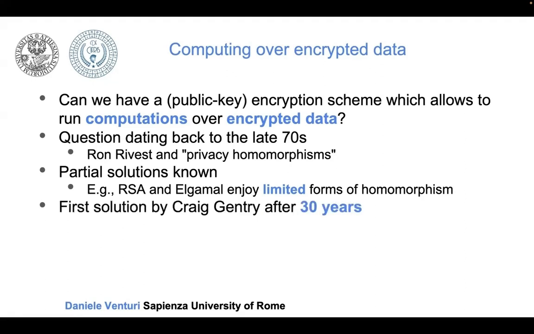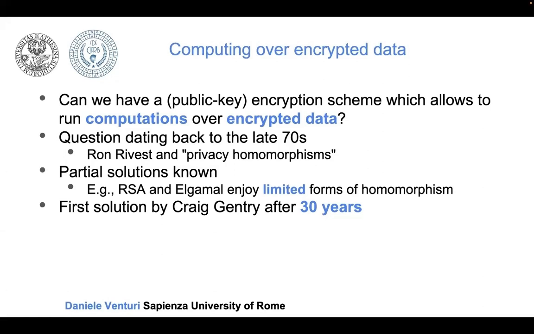You can think of this also as a form of malleability, which could be either good or bad depending on the application. And for some applications, it's actually really good. The main question was: can we have a public key encryption scheme that would be able to support arbitrary homomorphism, not just product or addition, but any computation over the encrypted data? Just fix some model of computation and have an encryption scheme that supports that model of computation.